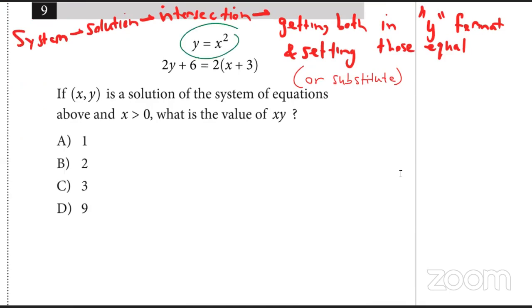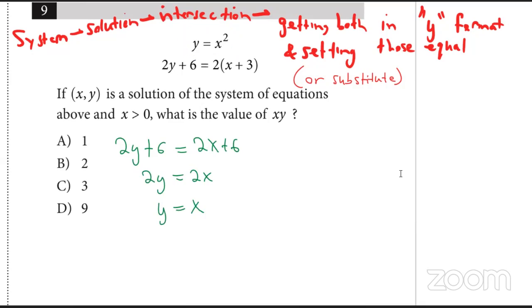So here we already have y equals x squared. That's already in the y equals format. Let's go ahead and do the same for the other one. So 2y plus 6, distribute that to 2x plus 6, take away 6 from both sides, 2y equals 2x, divide both sides by 2, y equals x. So once we start simplifying the second equation, we see that this is actually kind of easier than we thought it was going to be. So y is equal to x.